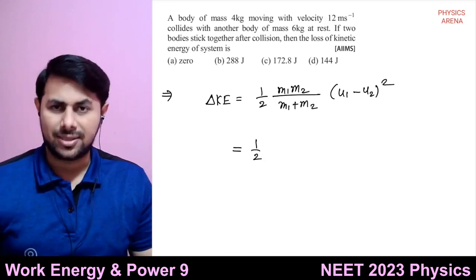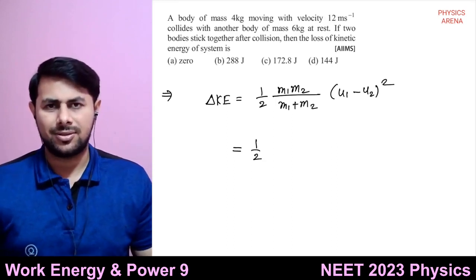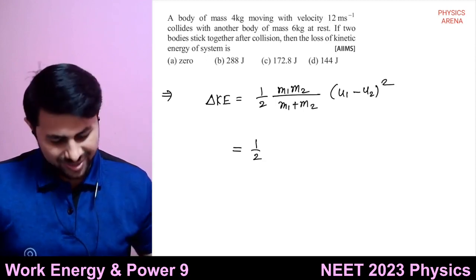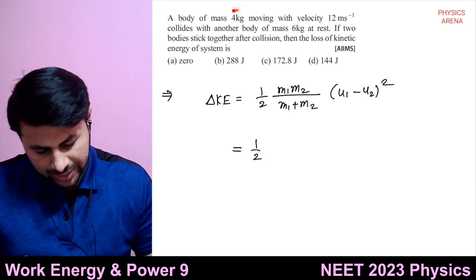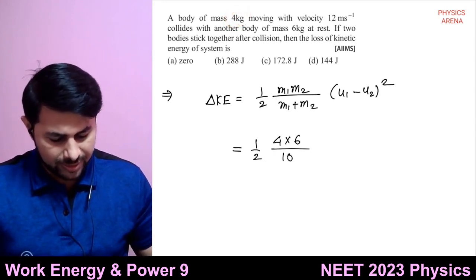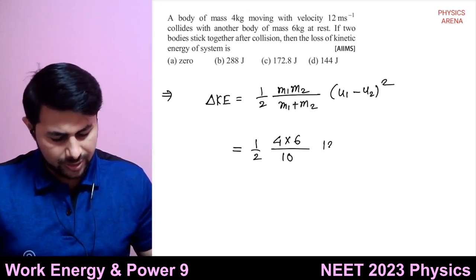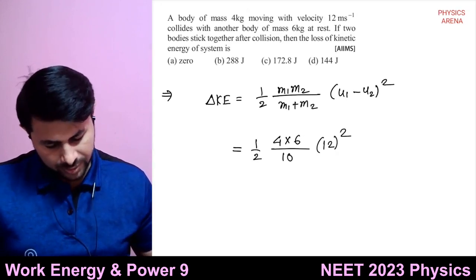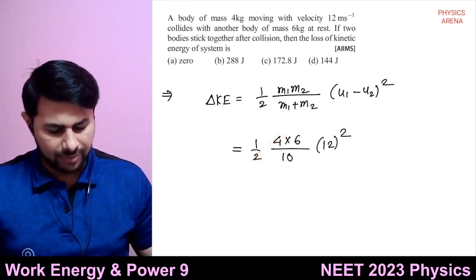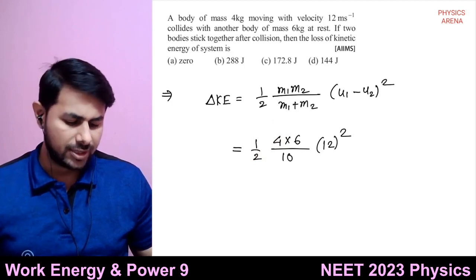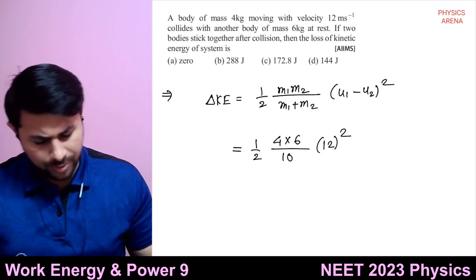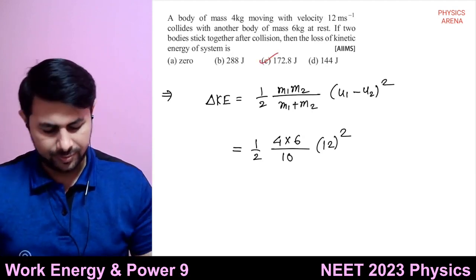If there is a question like this or any question on perfectly inelastic collision, that's a lottery. m1 times m2, so 4 times 6 upon 4 plus 6, 10, u1 square is 12 square, right? So this 4 divided by 2 is 2, 2 times 6 is 12, so it is 12 cube divided by 10. So how much is 12 cube? Yeah, option C is the answer.